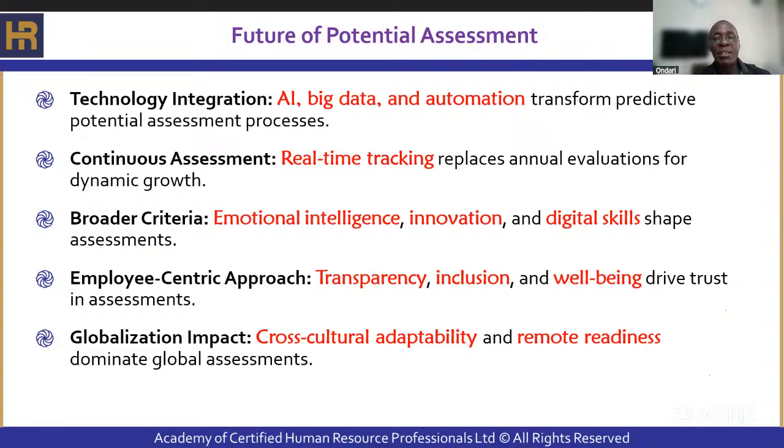Secondly is continuous assessment, meaning that potential assessment is not a one-time thing. It should be continuous. If we adopt digital tools, we are able to assess and track performance in real time. And again, we use a number of criteria to assess performance. Apart from the traditional skills, knowledge, and abilities, we also look at other soft skills like emotional intelligence. An emotionally intelligent person is one who is aware of their emotions, who can control their emotions, and also manage the emotions of others.